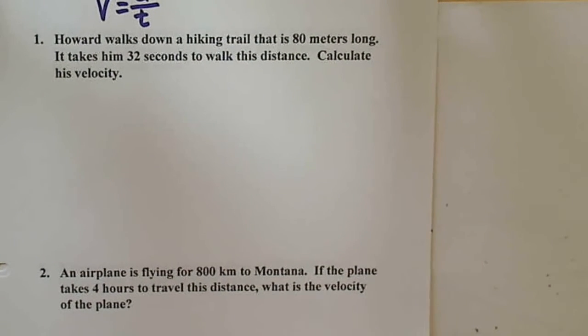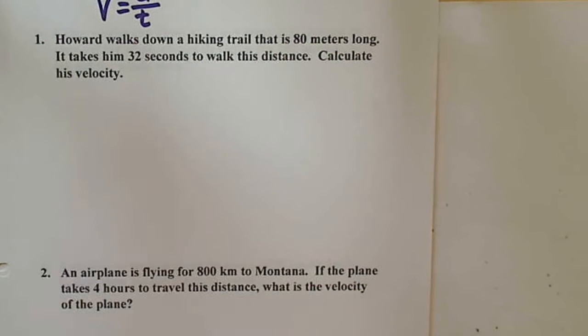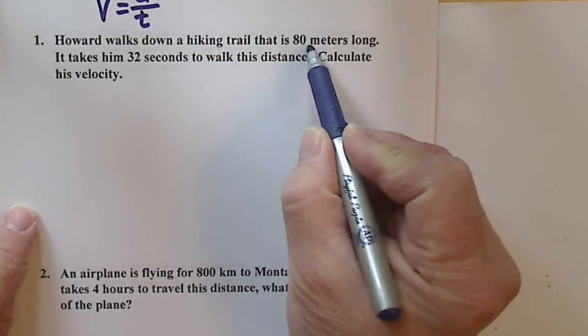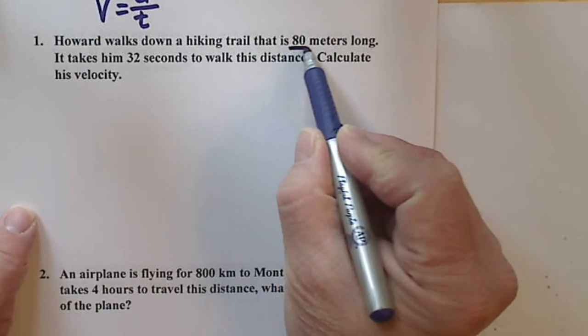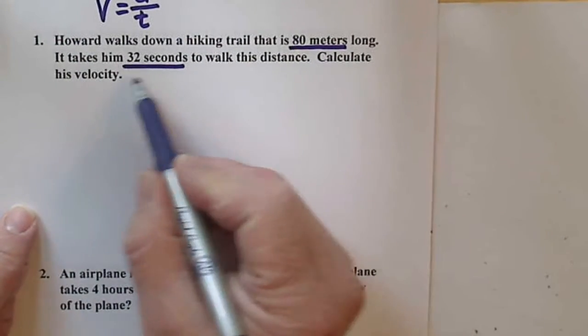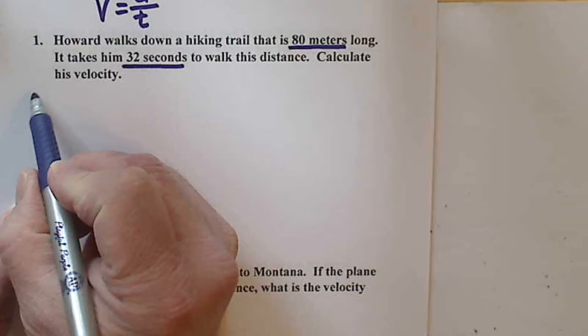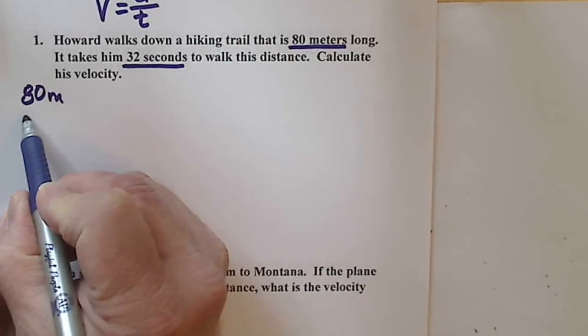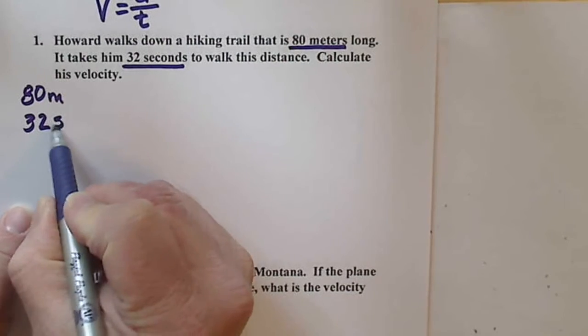The first one says that Howard walks down a hiking trail that is 80 meters long, and it takes him 32 seconds to walk this distance. Calculate his velocity. Now, the easiest thing I've ever learned to do, and this is why you need to memorize your units, is I like to just highlight the numbers. So there's 80 meters, there's 32 seconds. Let's write those over here.